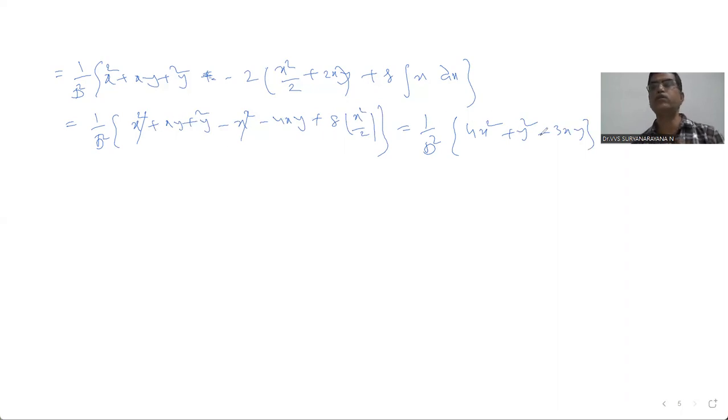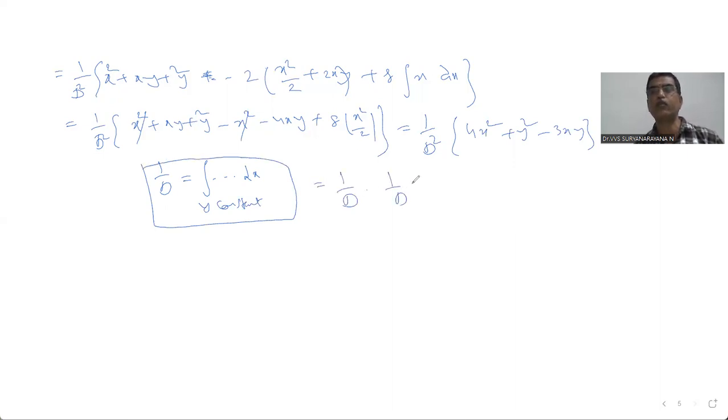So in the numerator now there is no D or D dash. Now in the denominator D square is there. Again, we know that 1 by D stands for integral with respect to x by treating y as constant. The same form we are using once again. So 1 by D square means 1 by D of 4x square plus y square minus 3xy. So for this 1 by D, we will write the integral: integral of 4x square plus y square minus 3xy with respect to x by treating y as constant.